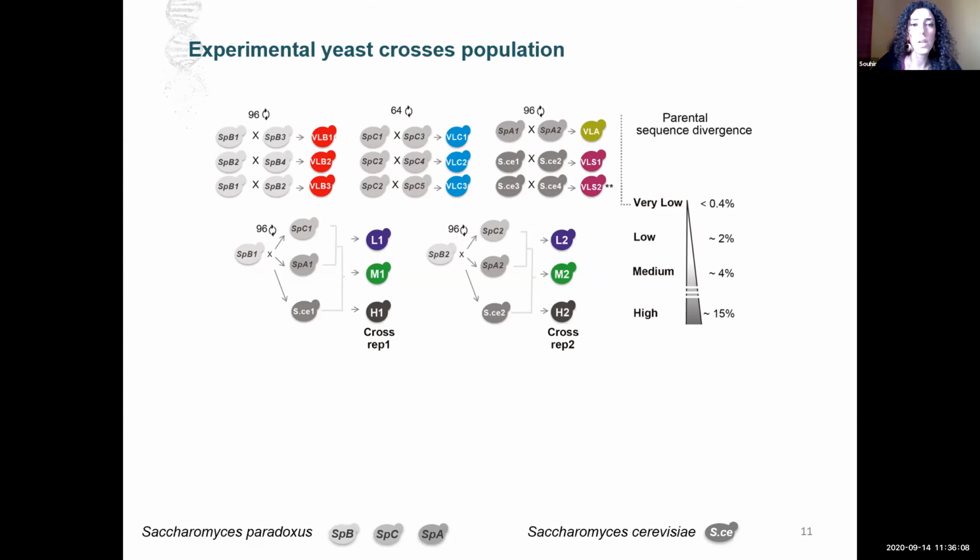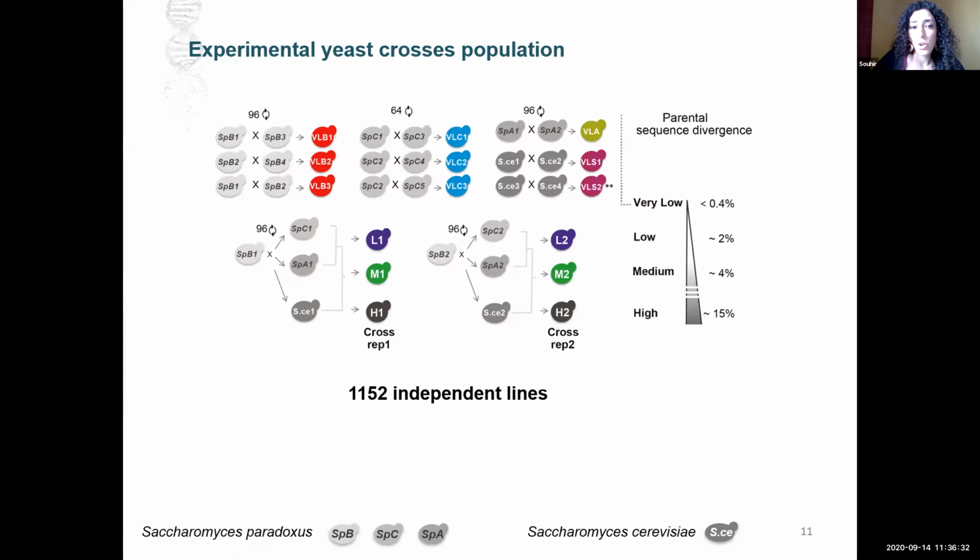So we have VLB, VLC, and VLA or VLS with very low parental divergence, lower than 0.4%. L1 and 2 with low parental divergence, about 2%. M1 and 2 with medium parental divergence, about 4%, and the interspecific hybrids H1 and 2 with high parental divergence, about 15%.